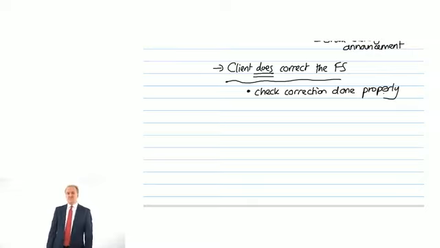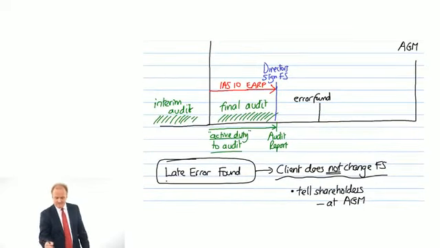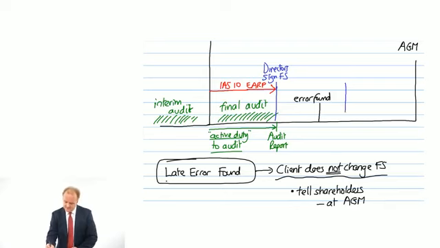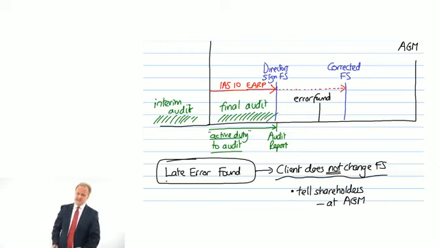But there's a bigger problem. It's not just about checking the correction. And for this, we have to go back up to the diagram. Because if the directors issue corrected financial statements, please bear in mind that events after the reporting period go all the way up until when the directors have signed.